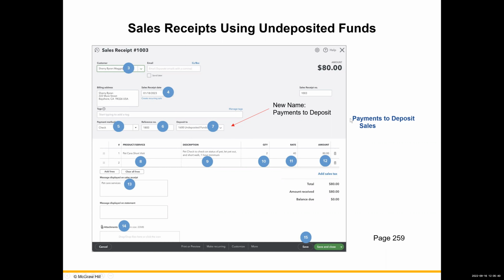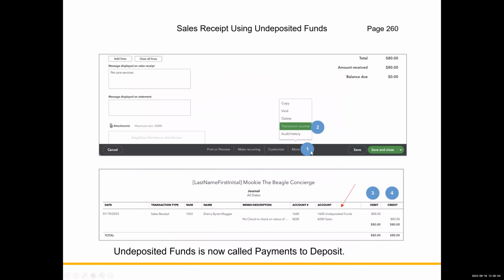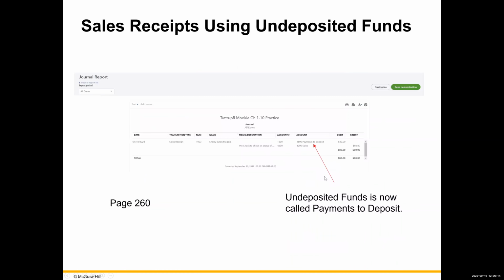So I just told you that behind the scenes in this form, the debit's going to be to payments to deposit, and the credit is to sales. Well, you can see it for yourself. Go to your transaction journal. You would go to More, Transaction Journal, and you can see that you're debiting undeposited funds and crediting sales. In your case, it's going to be different. I think I even showed you what it's going to be. Yours is going to look like this: debit payments to deposit, and credit sales.